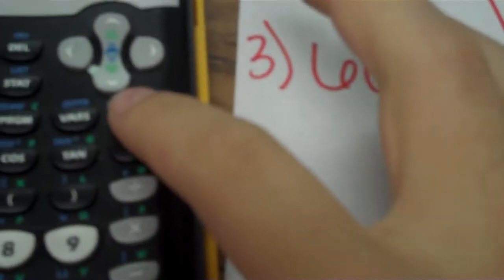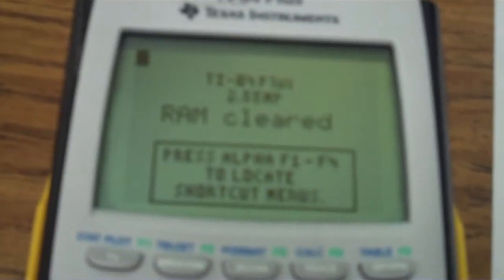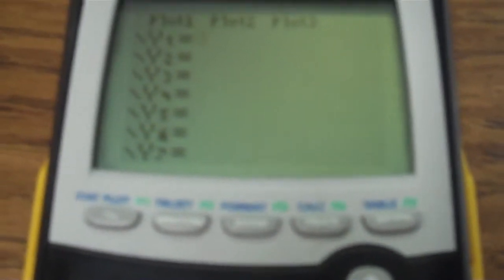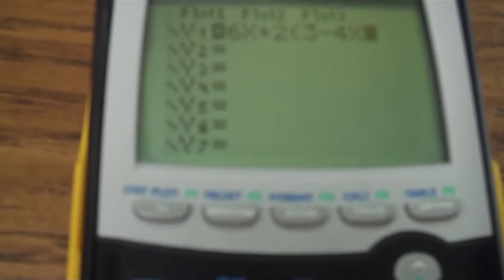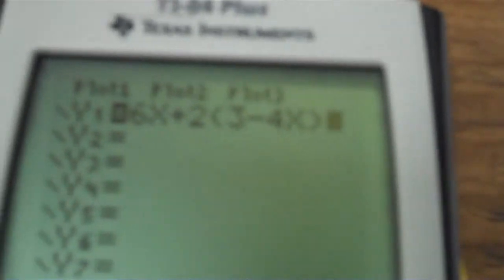So I'm going to clear my memory. Second plus 712. Clear the memory, goes away, go to y equals, and I'm going to type it in. So 6x plus 2 parentheses 3 minus 4x. It's a lot of stuff there, so make sure you wrote it down in the beginning. Go to y2, 2 parentheses 3x plus 7 minus 5x.